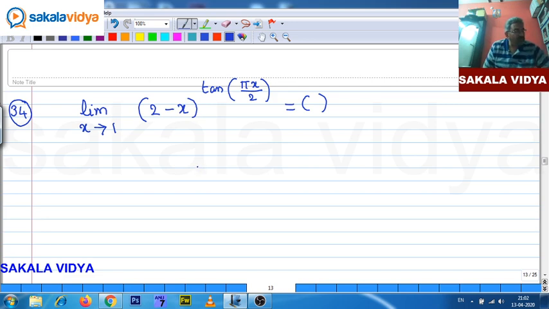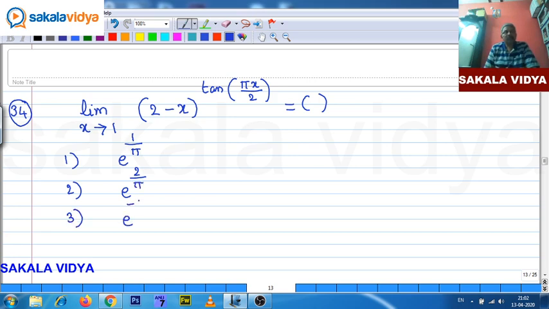Ramanaya Gogula, you are new to the class. First option, e to the power of 1 by pi. Second option, e to the power of 2 by pi. Third option, e to the power of minus 2 by pi. Fourth option is e. This is the question.